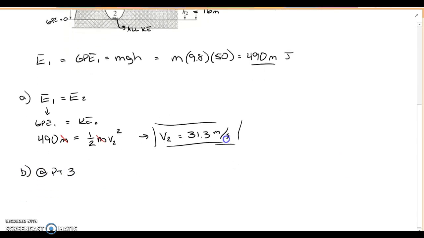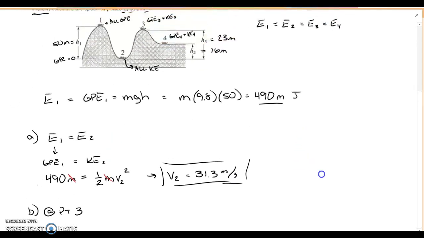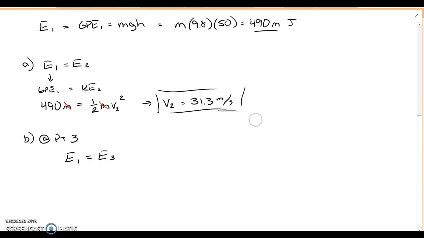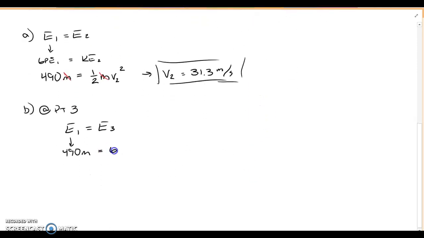At point 3 on the ride, that total amount of energy that we started with at E1 has got to be equal to the energy at 3. So again, the energy at 1 was 490 times the mass. The energy at 3 is going to be a combination of the GPE at 3 plus the kinetic energy at 3. And that's going to be the mass of the ride times the gravity times the height of 3 plus 1/2 the mass times the velocity of 3 squared. And again, it's 490 on the left side.